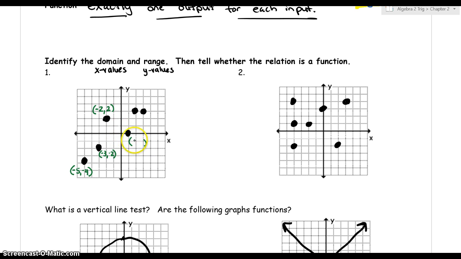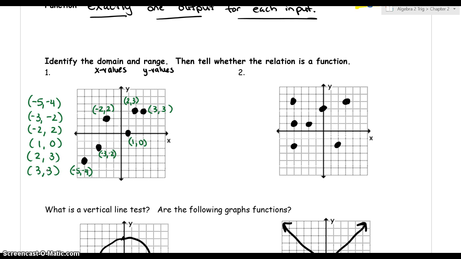This one is located at 1, and I didn't go up any, so 0. This one is located at over 2 and up 3. And last but not least, over 3 and up 3. Sometimes it's hard for me to see them, so what I'll do is rewrite them on the side. That might be a good strategy for you. For example, -5, -4 is one of them, -3, -2, -2, 2, 1, 0, 2, 3, and last but not least 3, 3.